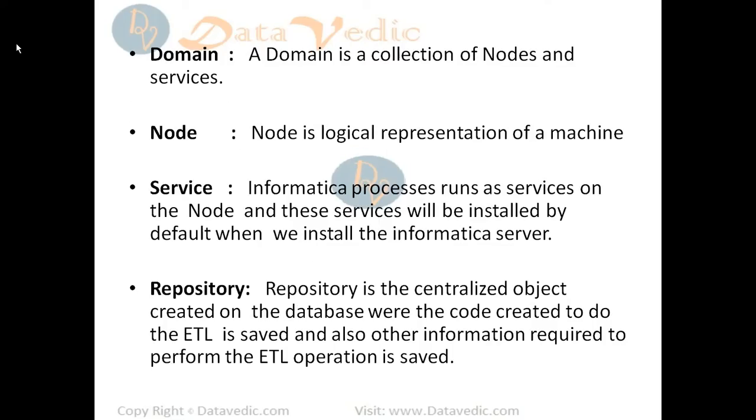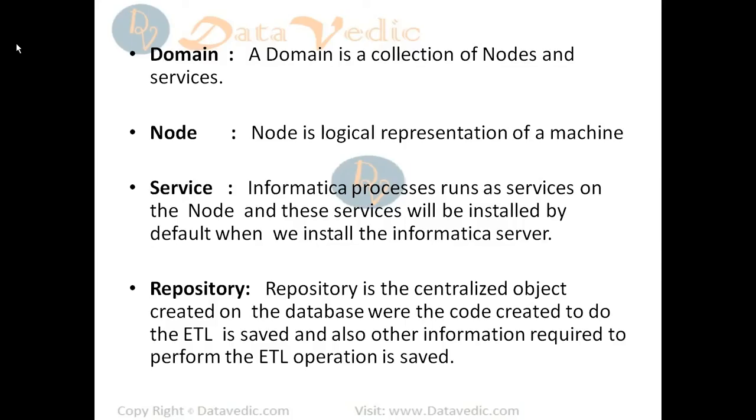And before understanding more about Informatica architecture, let's understand what a domain is, what a node is, and what a service and repository are, right? A domain is a collection of nodes and services. So let's see what a node is and what a service is. A node is a logical representation of a machine. You can call a node a machine, right? And a service is the application which is running on a machine. So a node is a machine, and a service is an application which is running on a machine, right?